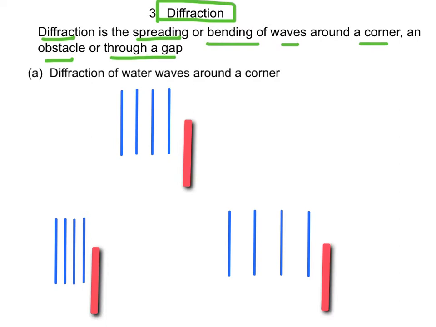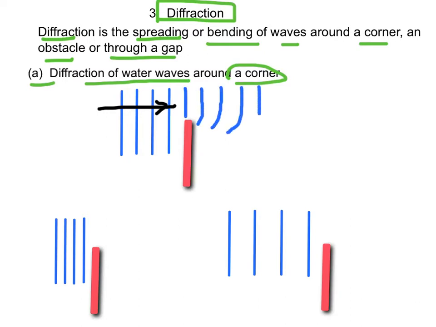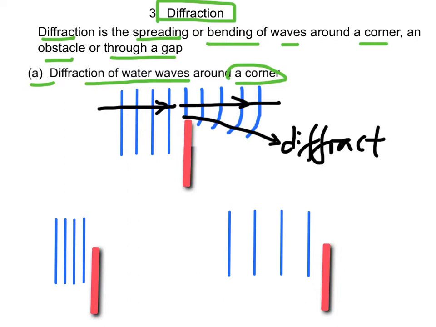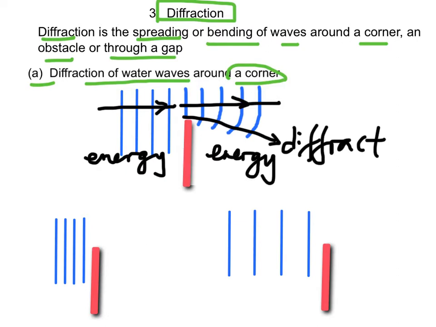First, let's look at the diffraction of water waves around a corner. When a series of plane wave fronts pass through a corner, the wave front will bend. In this case, we say the wave diffracts. Since waves carry energy, we say the energy of the wave spreads away when it passes through a corner.